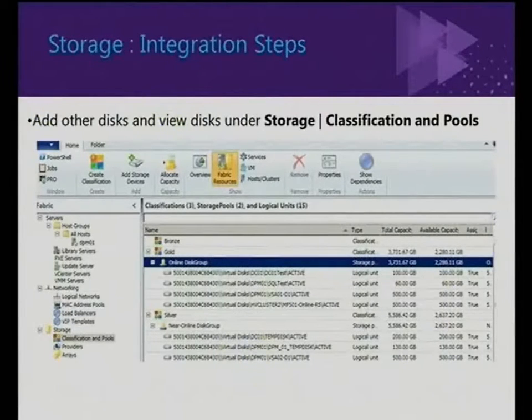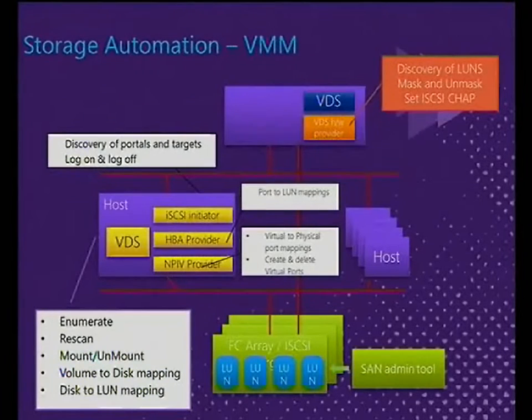So after you add that, as I said, you have classification and pools. So you can have bronze, gold, silver, and you have the disks, as I put here. Okay. Now it's the boring slides. I need to show this.